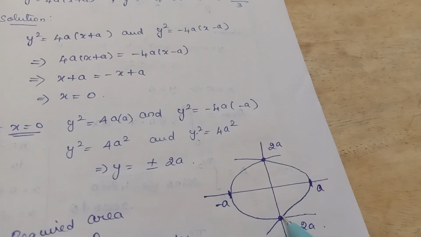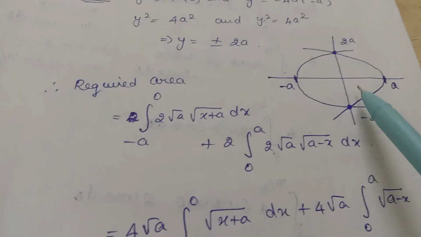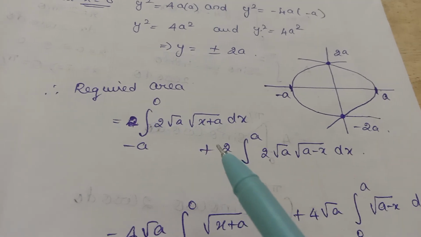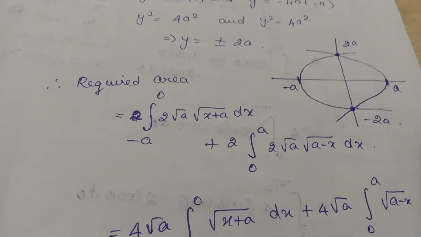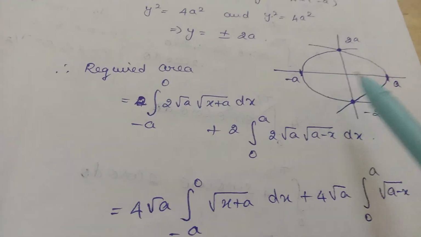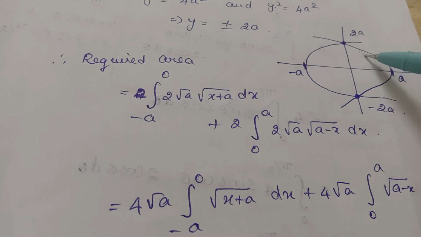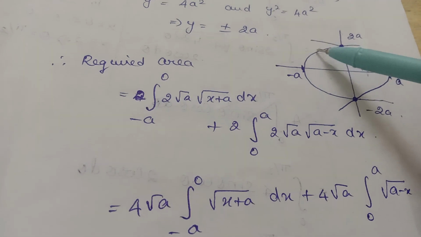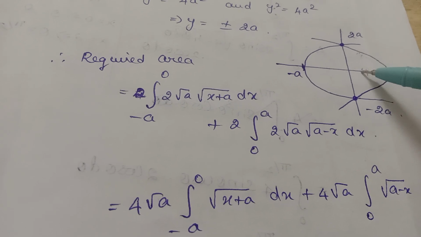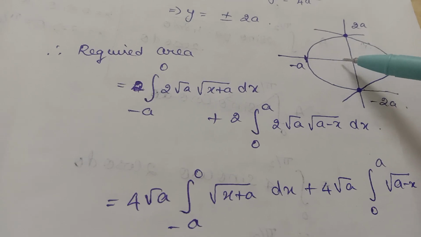For finding the intersection of the y-axis, you have to put x equal to what? 0. Okay, so the limits are clearly known. X varies from 0 to a and y varies from 0 to 2a. Now let us find the required area. Now you see, for finding the required area, though it is symmetric, here the equation of the curve is y square equal to minus 4a into x minus a. Here it is y square equal to 4a into x plus a. Therefore, in the first quadrant I am going to find it by using the second parabola equation. In the second quadrant I am going to find using the first parabola equation.